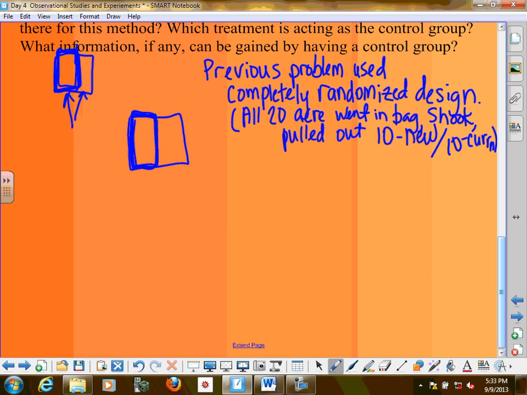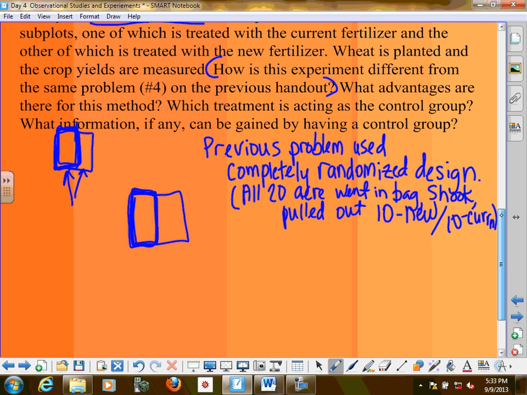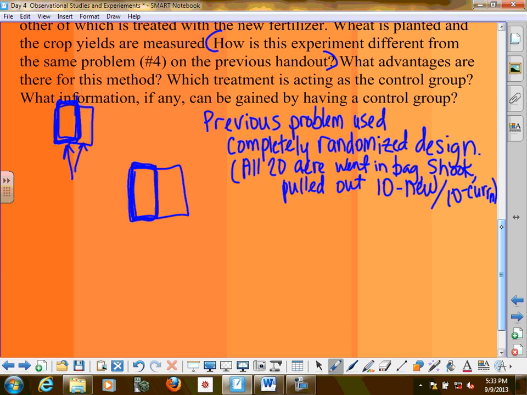The first 10 could have ended up on the same side of the county with very lush, near the river land. Okay? So if you want to control that so that every single new fertilizer is by the same type of location that the current fertilizer plot is, so that if they're sprinkled throughout the county, then you're getting all different kinds of lands, then you would use a matched pair design. Okay, next question.